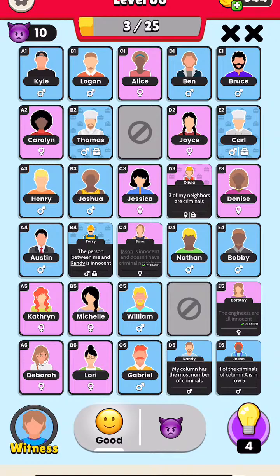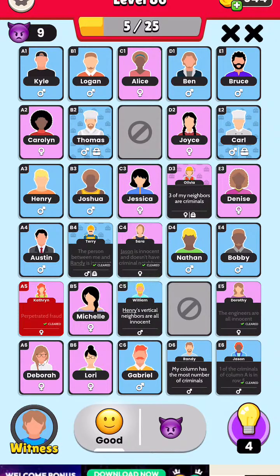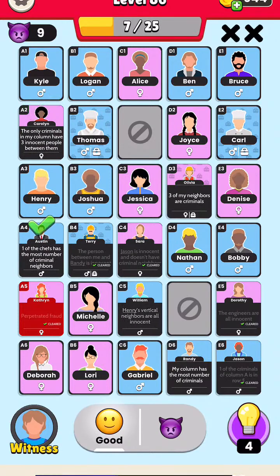One of the criminals of column A is in row 5. Okay, thank you. My column has the most number of criminals. Whoa, okay. Three of my neighbors are criminals. The person between me and Randy is innocent. Henry's vertical neighbors are all innocent. Okay. The only criminals in my column have 3 innocent people between them.